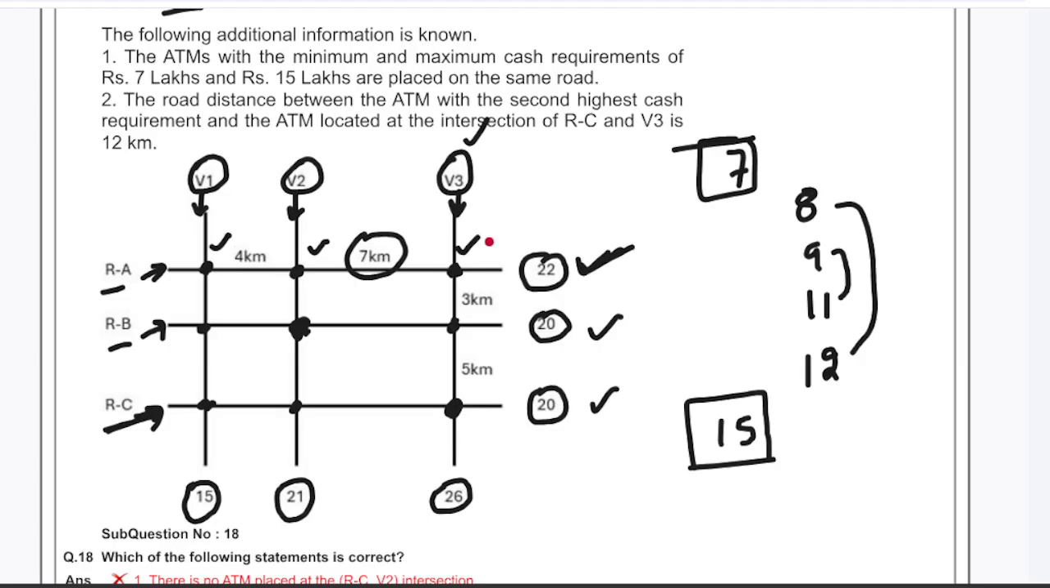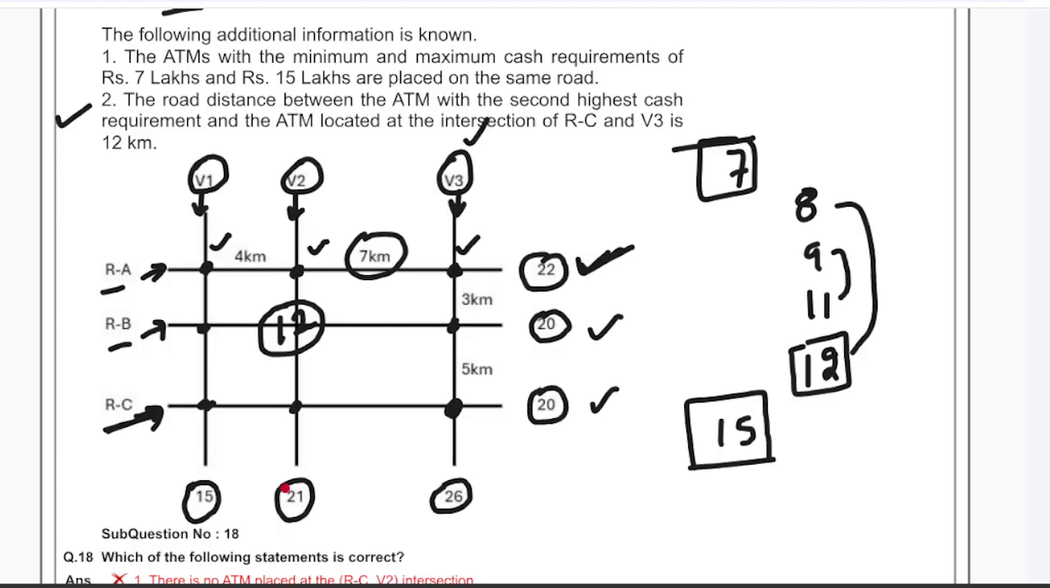So we are not sure about it. Then the second point which we had, now this is the second highest. The second highest, that means it is 12 lakhs. That means this number is 12 lakhs. The ATM which is placed here, the value of that is 12 lakhs.